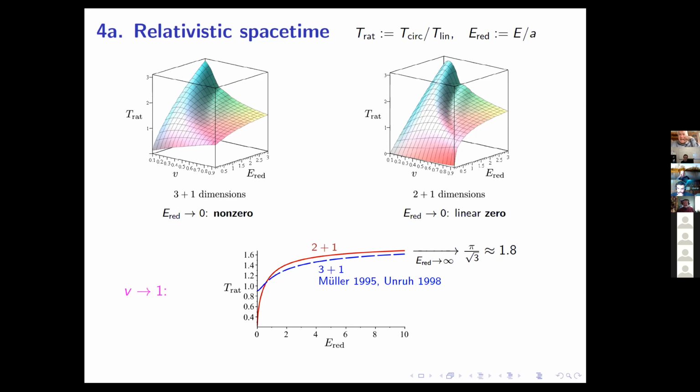So are you saying it asymptotes or that it peaks and then declines? Well, it reaches a finite limit. So it asymptotes to a finite value. Yeah, okay. All right, thanks.